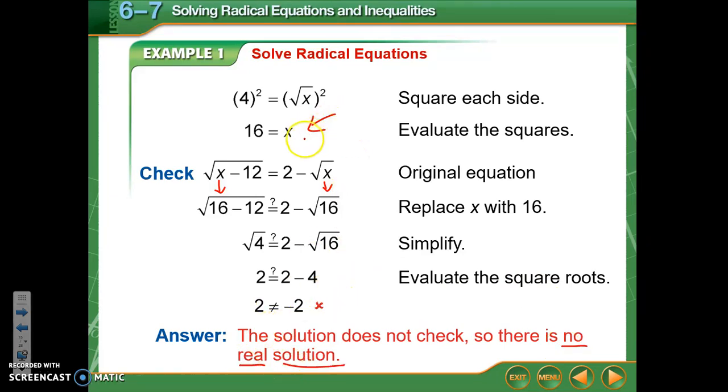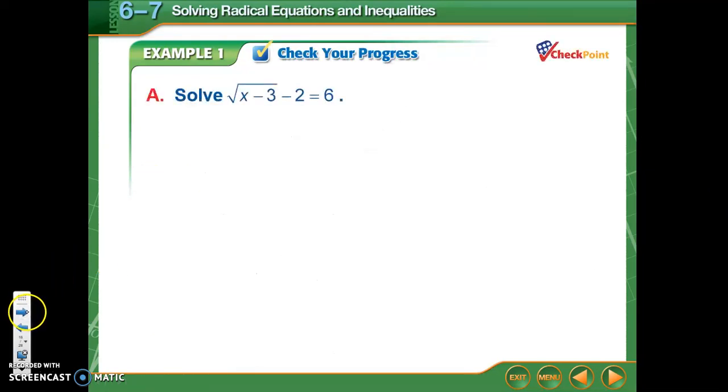So this solution, this 16 equals x, is called an extraneous solution. We were able to get to it because by squaring everything, we got rid of the square roots and we just solved a polynomial equation, but it is extraneous because it does not check in the original radical equation. Okay, try this one.